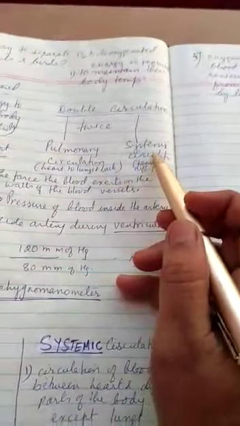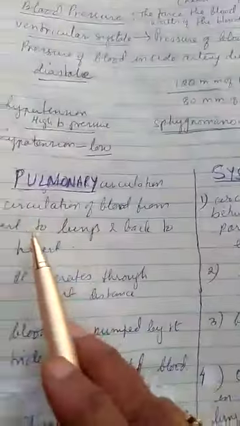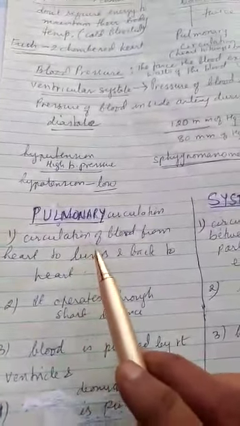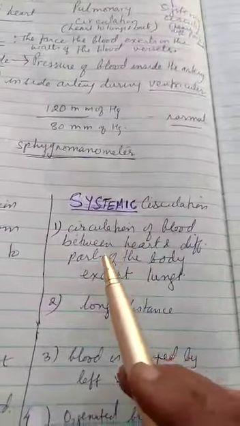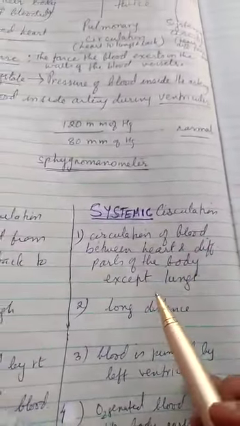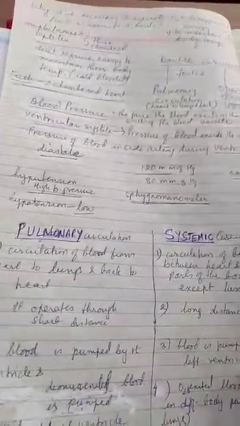Among the double circulation, one circulation is known as pulmonary circulation and one is known as systemic circulation. In the pulmonary circulation, the blood circulates from the heart to the lungs and back to the heart. And in the systemic circulation, the blood circulates between the heart and the different parts of the body except the lungs. The systemic one is a long one and the pulmonary one is a short one.